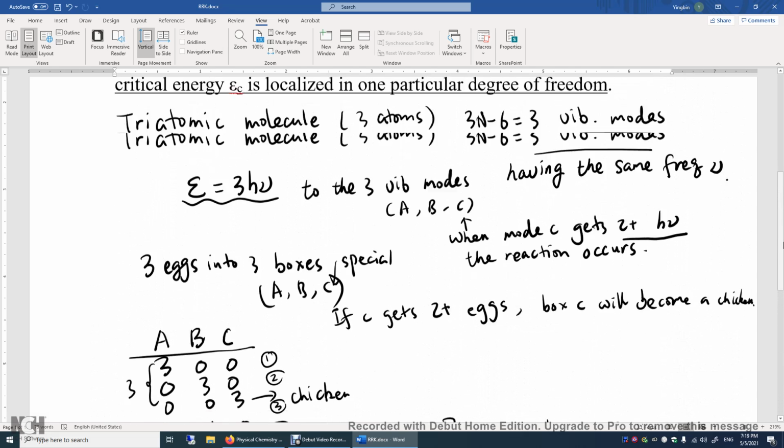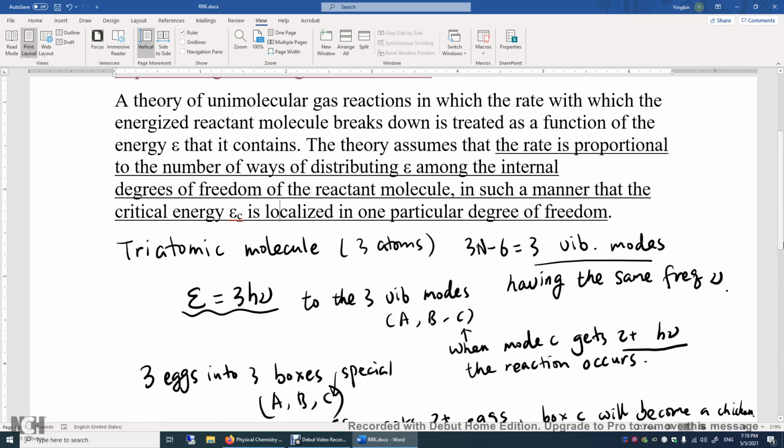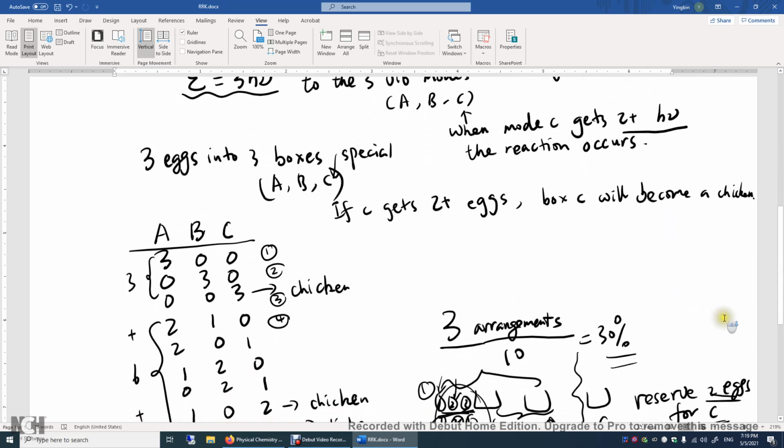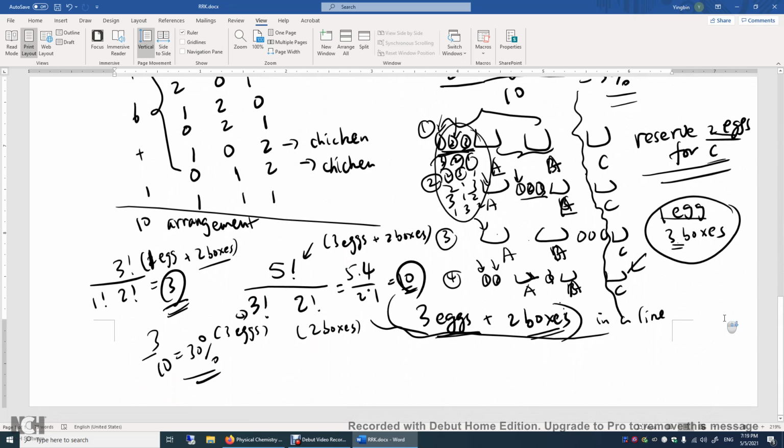Let's get back to the chemical problem. If we have 3 energy quanta to be distributed to 3 vibrational modes with the same frequency, assuming one of the 3 vibrational modes is C. If C gets 2 or more energy quanta, the reaction will occur, and then there's a 30% chance the reaction may occur. 30% chance. All right, this is a very simple numerical example.